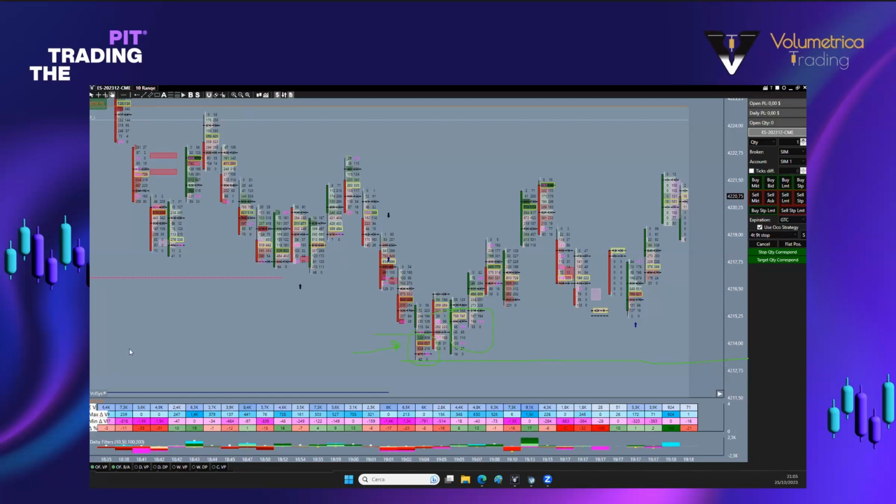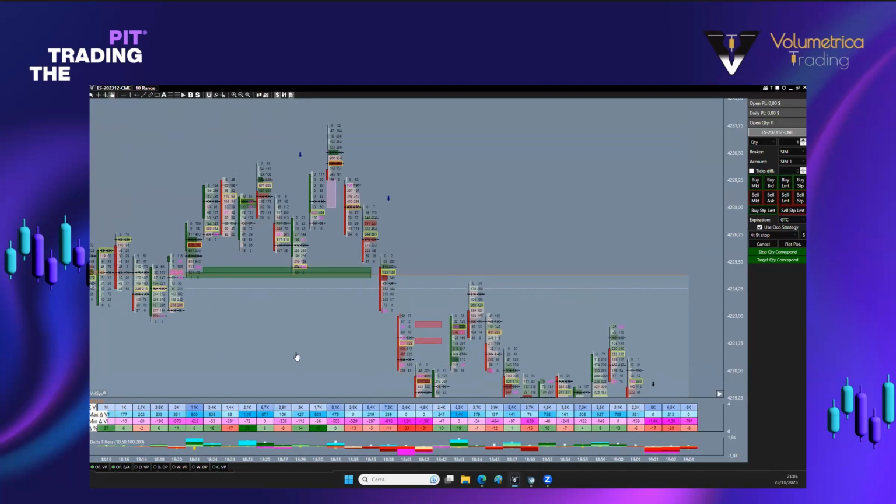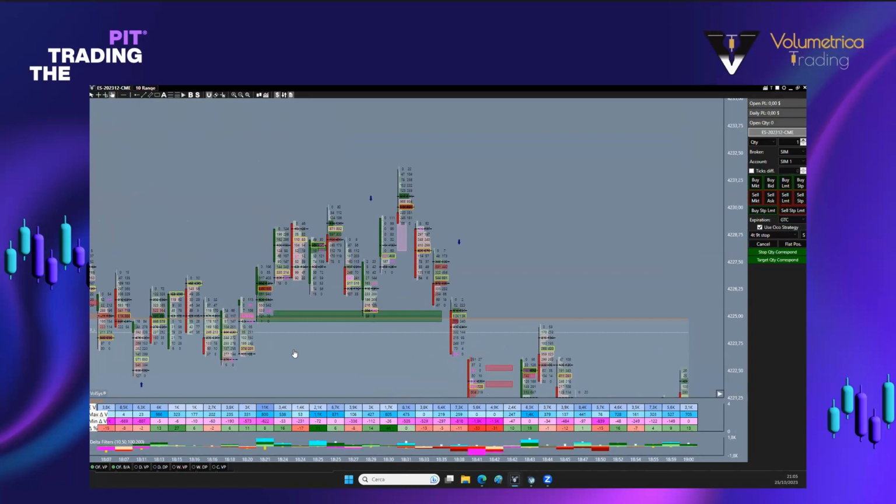Okay, so the last interesting thing I want to show you is pressure areas and their implication. This green band here, where does it come from? It comes from at least two imbalances in a row of at least, according to my settings, 100 contracts trading on that imbalance.